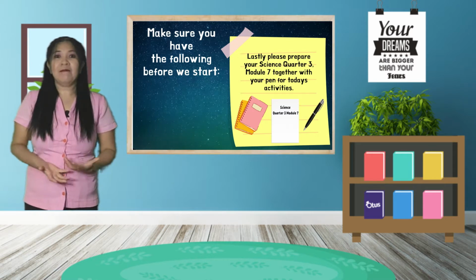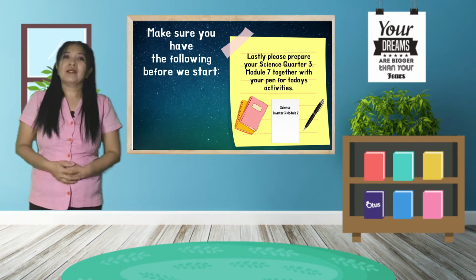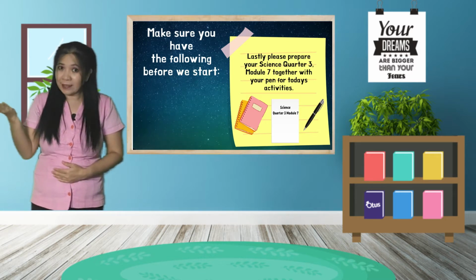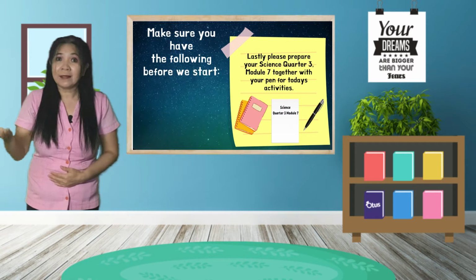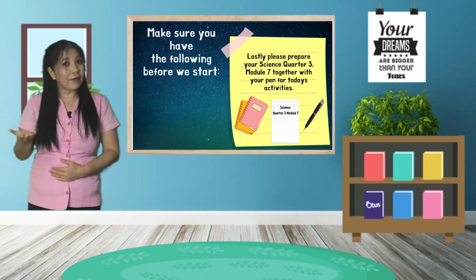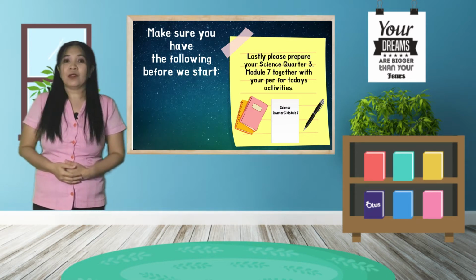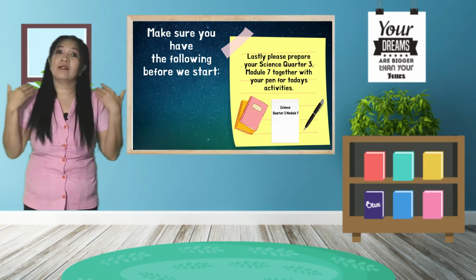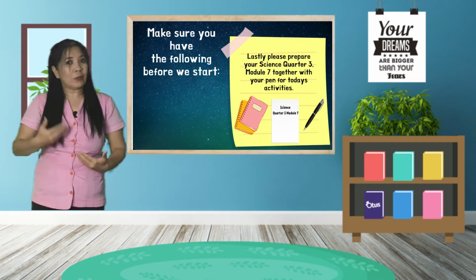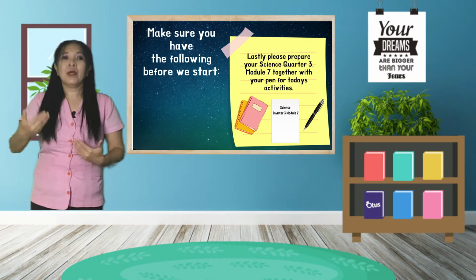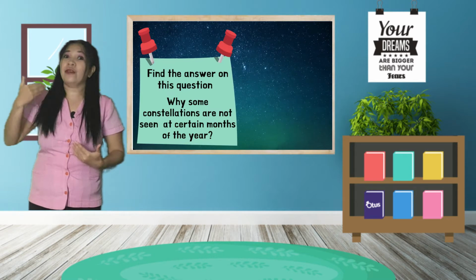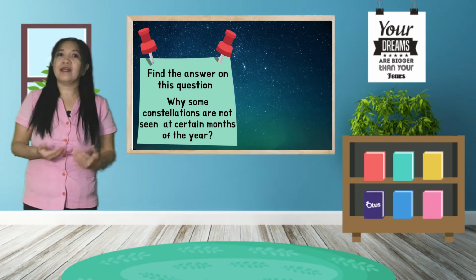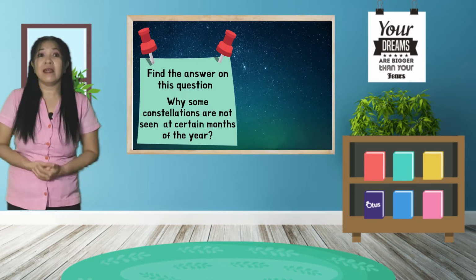Previously, in your grade 8, we learned some characteristics of a star such as size, color, and brightness. We all know that these stars differ in many ways. Today's lesson is focused on what we call constellations. As we go on with our discussion, we will find the answer to this question: why are some constellations not seen at certain months of the year?